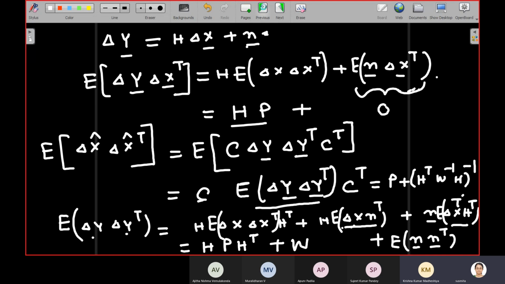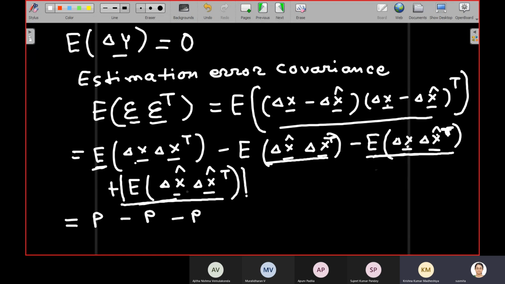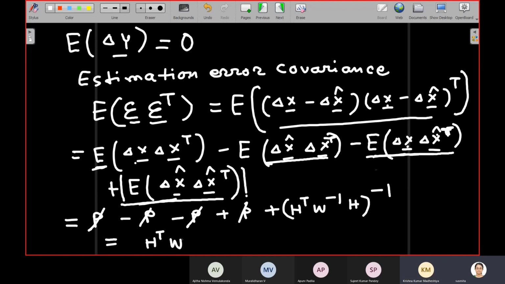So let's substitute this in the previous expression here. So we have P plus H transpose W inverse H whole inverse. Now this P will cancel out. We do not have any P in the final expression, H transpose W inverse H whole inverse. This is why I said that we do not need to know P.